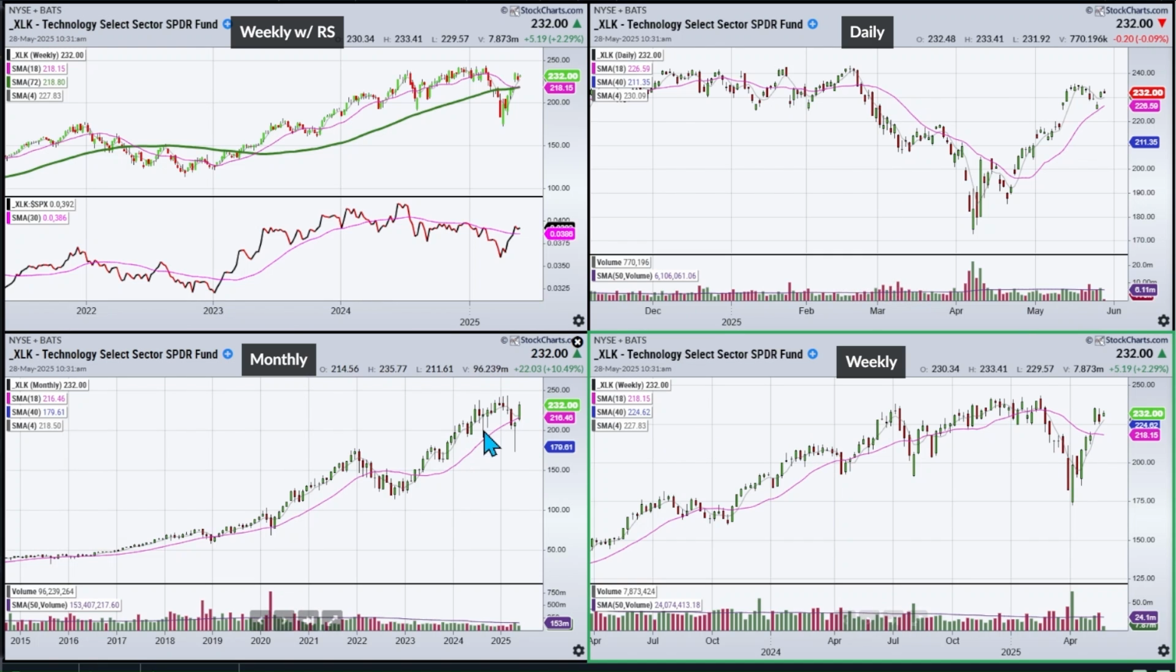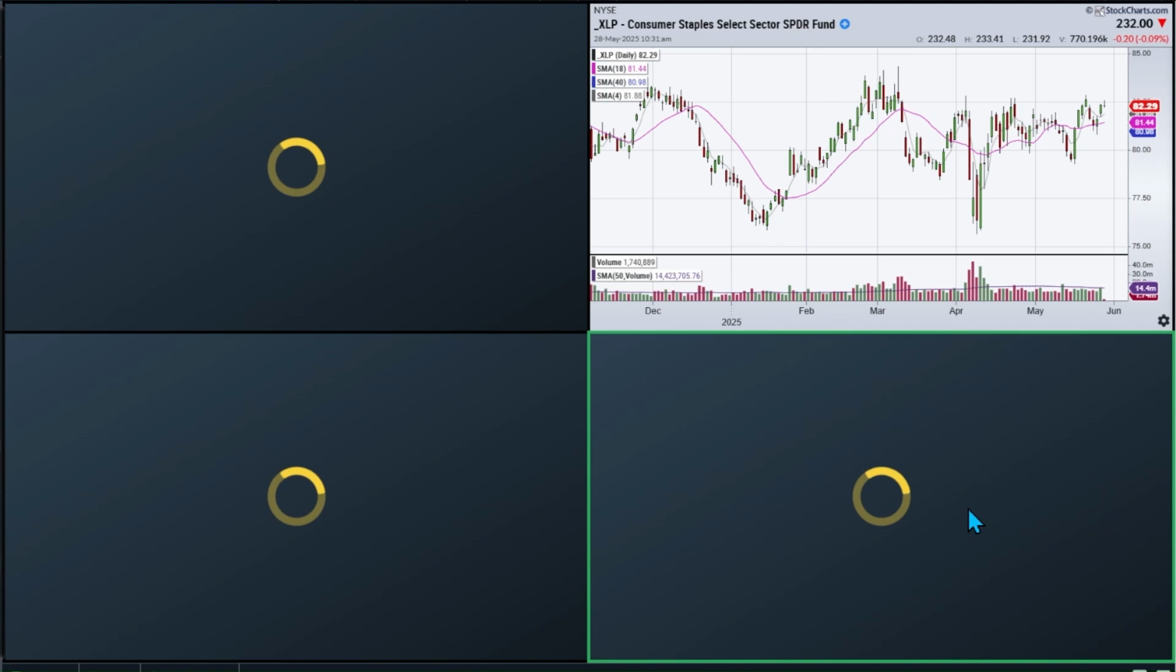But when we look at this chart, we're above the 18-month and we're above the 18-week. The 18-week needs to cup around. It needs a little bit of work. But you can see this is one with the improvement in the relative strength. Again, another sector we should be focusing in on.